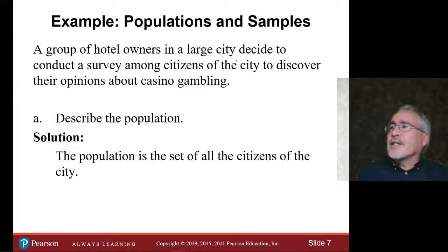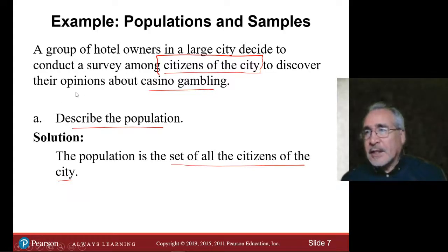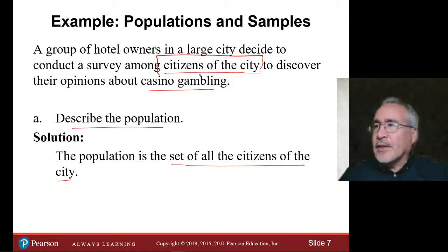Okay, so population set. A group of hotel owners in a large city decided to conduct a survey among citizens of the city to discover their opinions about casino gambling. So let's describe the population. They already did it for us. Population is a set of all the citizens of the city, right? Because they want to get a survey among the citizens of the city. This is the population right here, because they want to discover what everybody's opinion is about casino gambling. Not just the gamblers, not just the ones who hate gambling, everybody. Okay, so the population is all of the citizens.